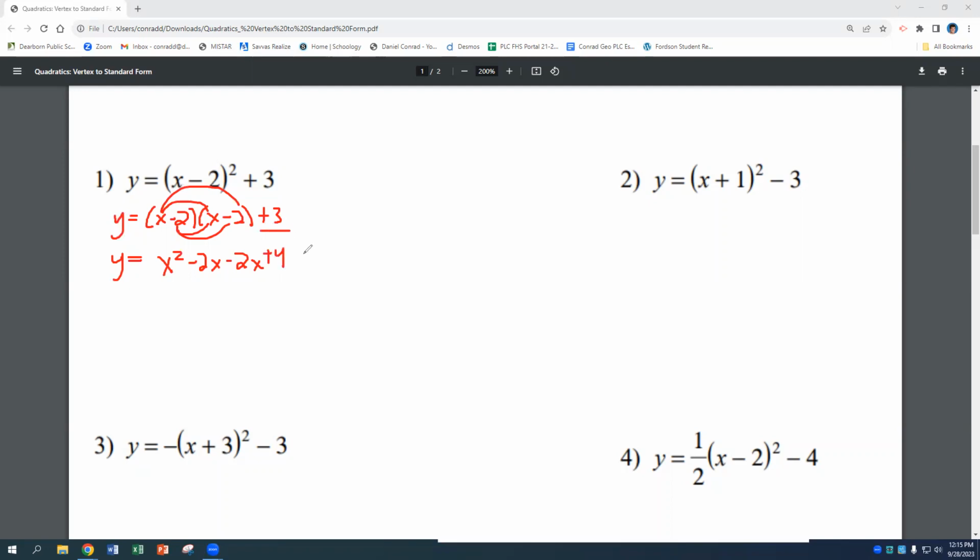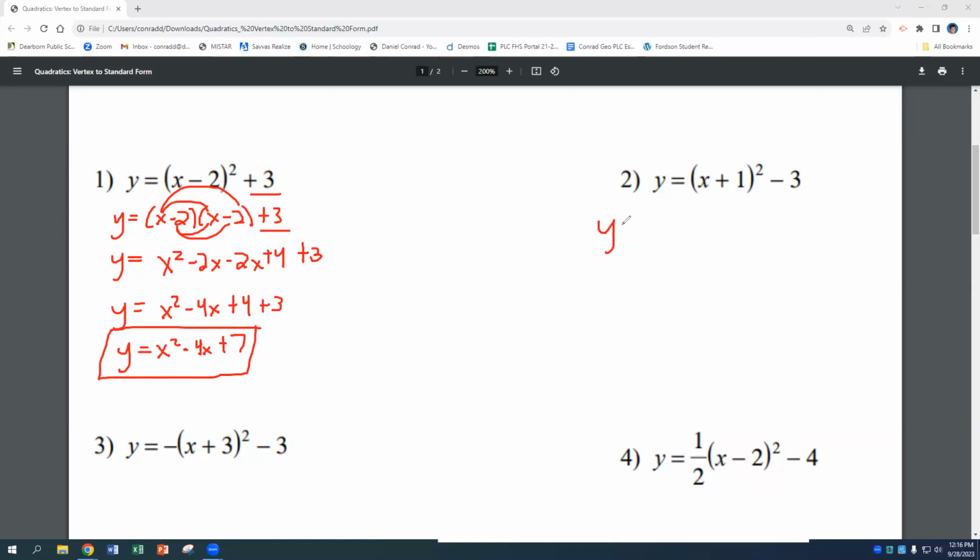And then I can't forget about this plus 3 at the end. I combine like terms. I'm going to get x squared minus 4x plus 4. And then I have my plus 3 over here. So that's going to be x squared minus 4x and then plus 7. And that's my standard form, ax squared plus bx plus c.